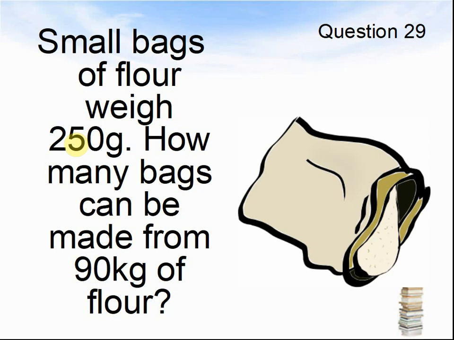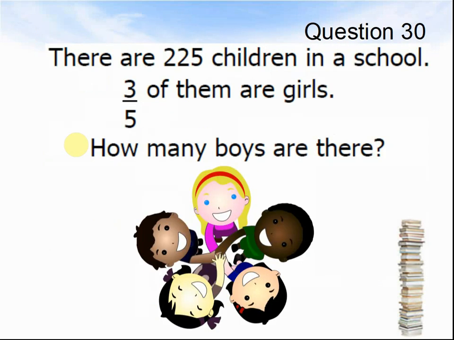Here comes question 30. There are 225 children in a school. 3/5 of them are girls. How many boys are there? Pause the video until you're ready for question 31.